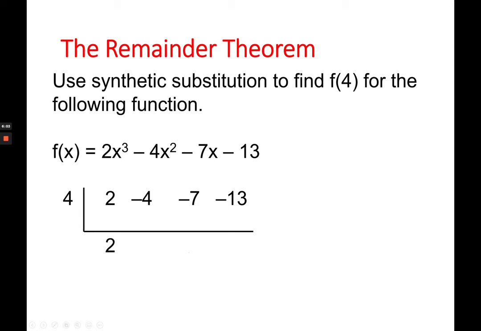Bring down 2. 2 times 4 is 8. 8 is added to negative 4. 8 plus negative 4 is 4. 4 times 4 is 16. 16 minus 7 is 9. 9 times 4 is 36. 36 minus 13 is equal to 23. And that is your remainder.